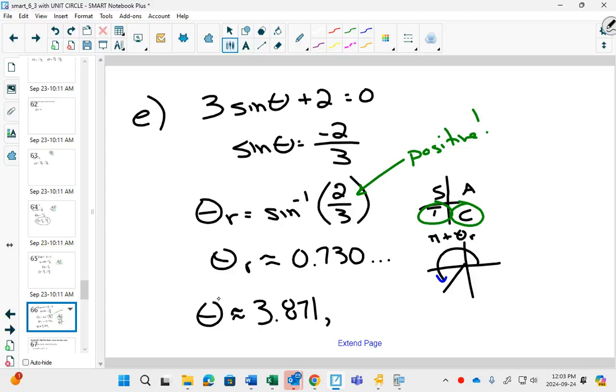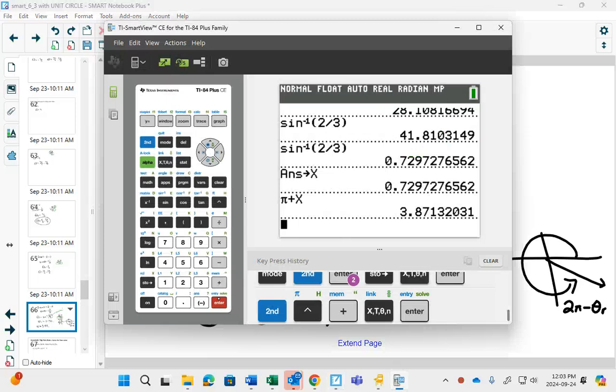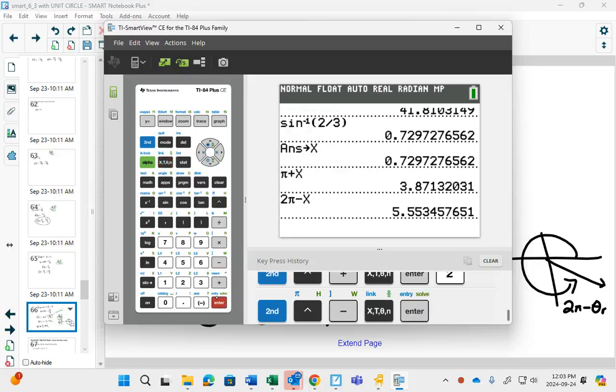And in quadrant 4, can you see that here I would do 2 pi minus my reference angle, just like you would do 360 degrees minus my reference angle with my calculator. And this is where it's really nice that I've got it stored as X. I can just go minus X again. 5.553.